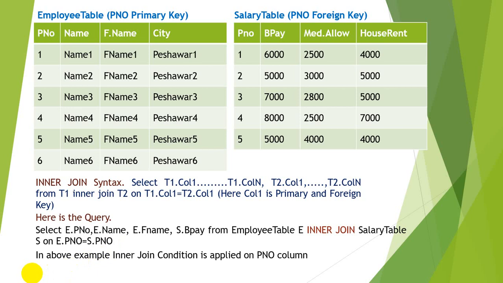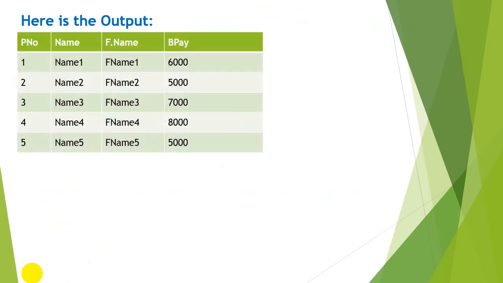So what will be the output? Here is the output. It has skipped record number 6 because record number 6 is not available in the salary table. So inner join will retrieve all those records which are available in both tables. That is, person numbers 1 to 5 are available in the employee table as well as in the salary table. I hope it will be clear to you for inner join.